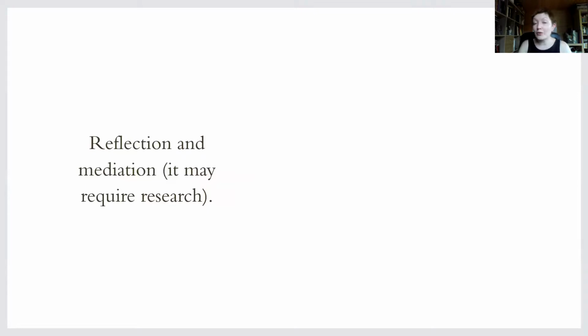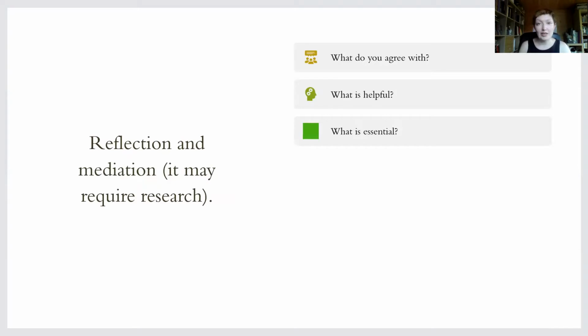Reflection and mediation, and it might require research. So after you have changed all those comments into action points, whether you agree with them or not, this is what I suggest you do. Mark what you agree with. What is helpful? What is essential? Sometimes editors in particular, in sending you the reviewers' responses, will also say what are the essential changes they recommend. Sometimes it is the reviewers that will make very clear what they mean by essential changes, what has to change for them to accept the work to be published.